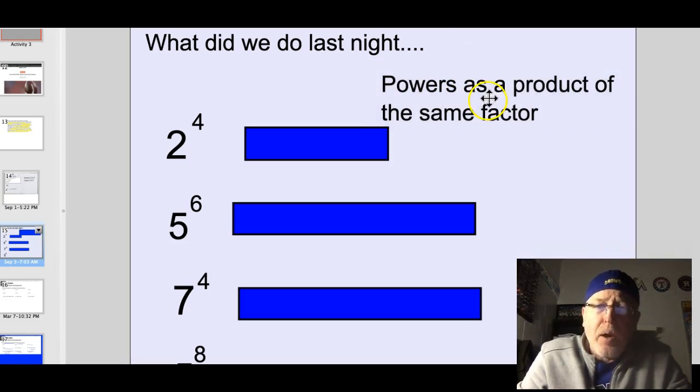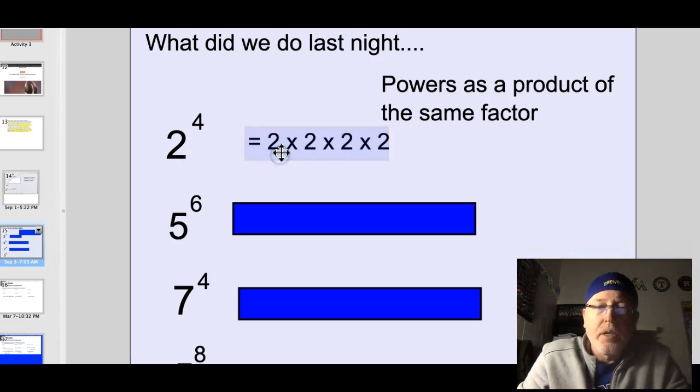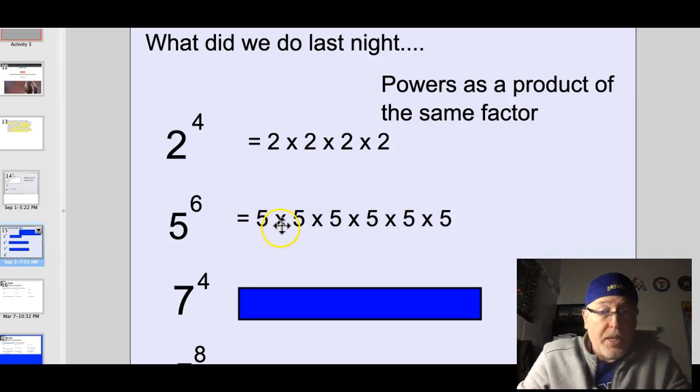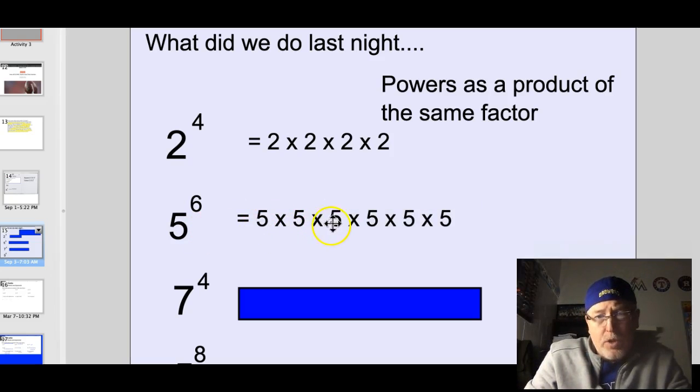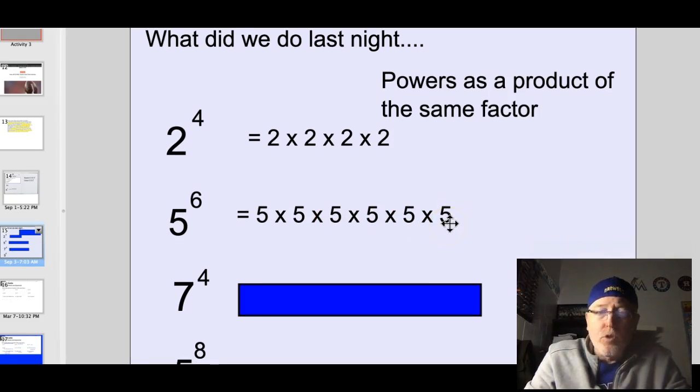So we're going to write these powers as products of the same factor. How would you write 2 to the fourth? Just think about it. You don't need to write it down. Very good. Base of 2, write it 4 times. 5 to the 6th, go ahead. Base of 5, did I write it 6 times? Let me see. 1, 2, 3, 4, 5, 6. Yep, 2 groups of 3.